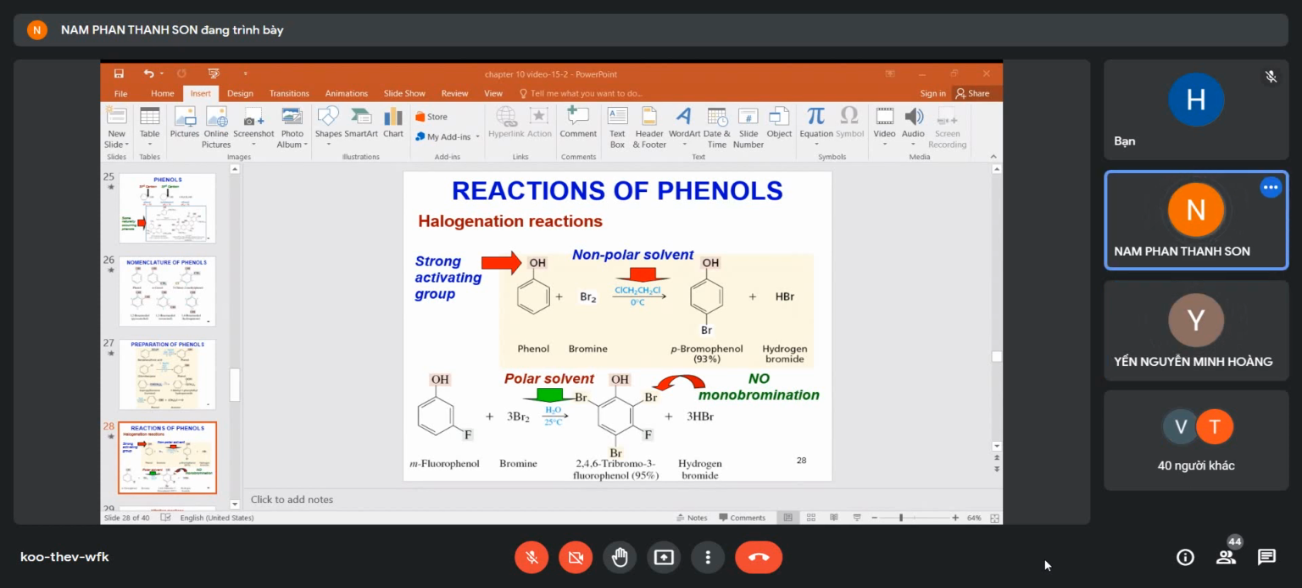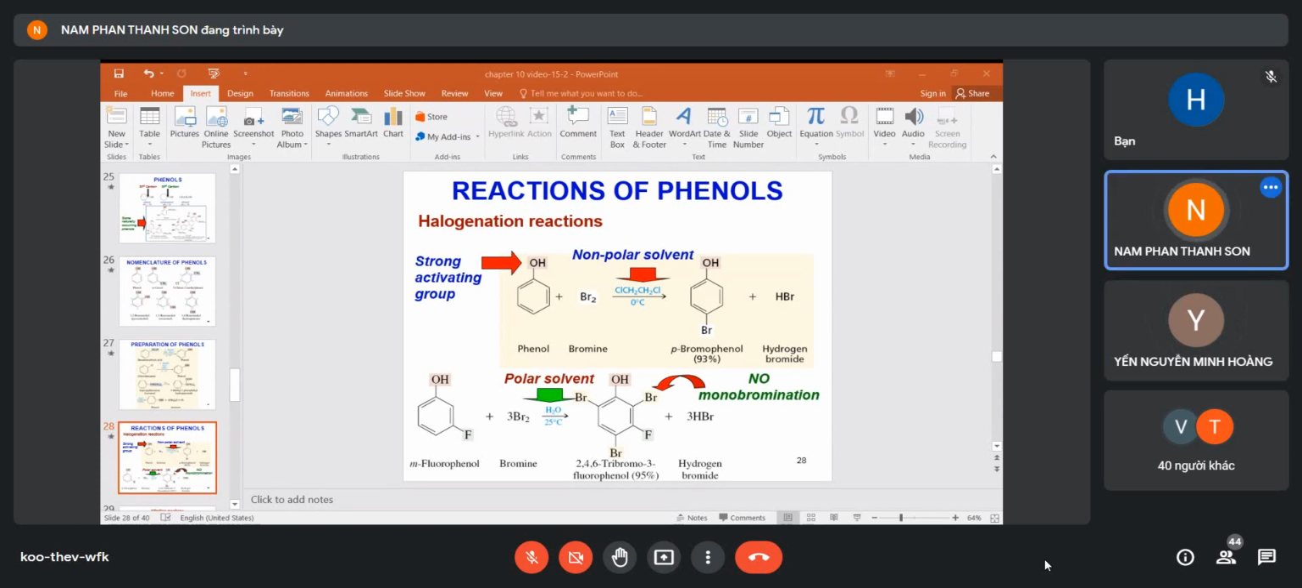And number 4, Yến? Reaction number 4 is? That is Friedel-Crafts alkylation. Alkylation, good. How many ways to carry out the alkylation reaction? Okay, tell me way number 1. We use RCl with the catalyst AlCl3. Okay, good. With alkyl halide and Lewis acid catalyst.